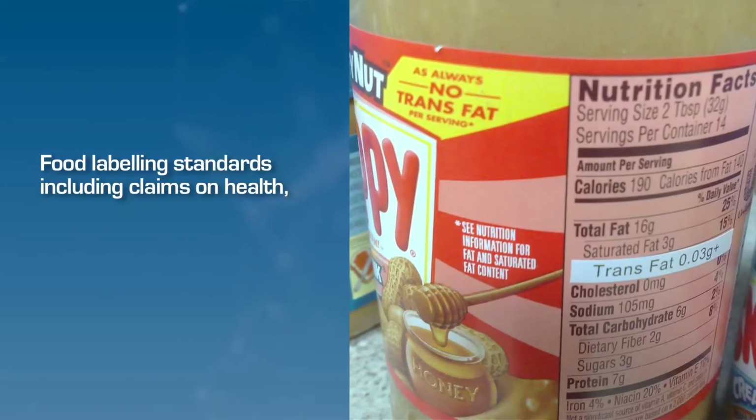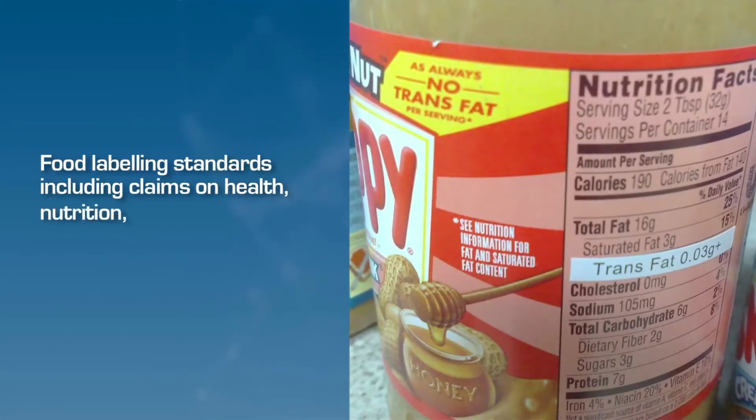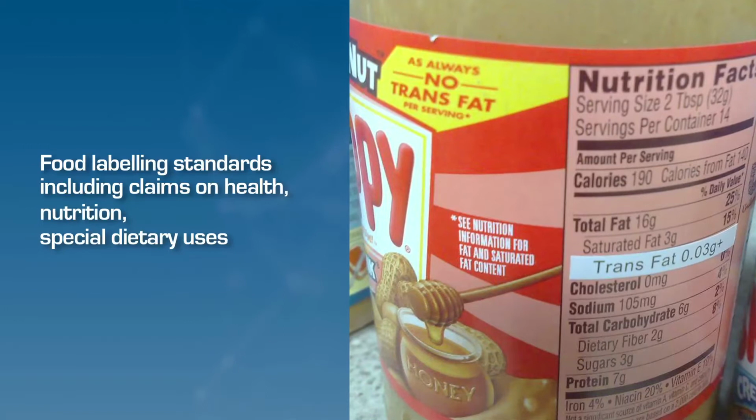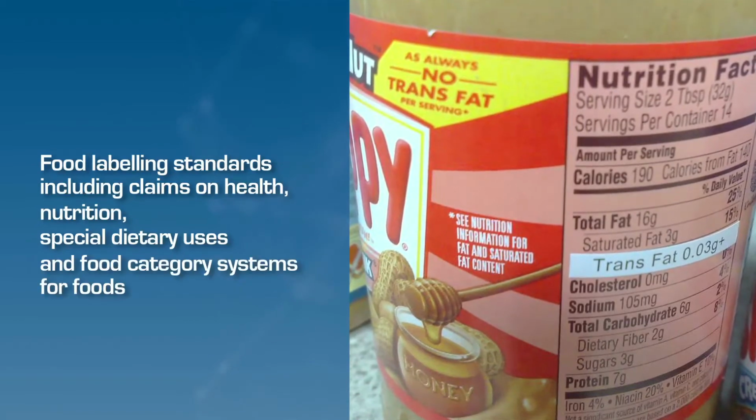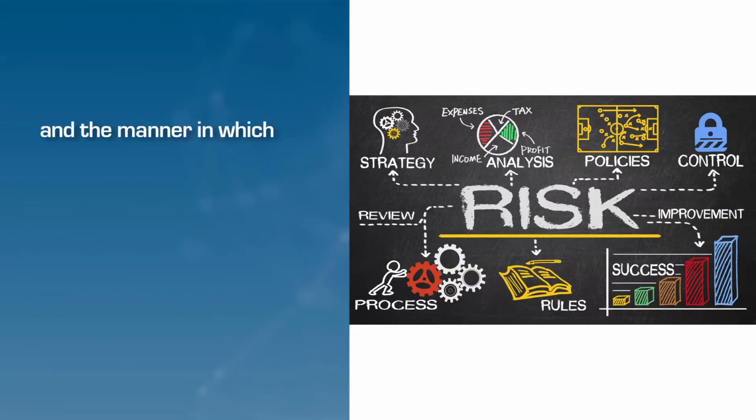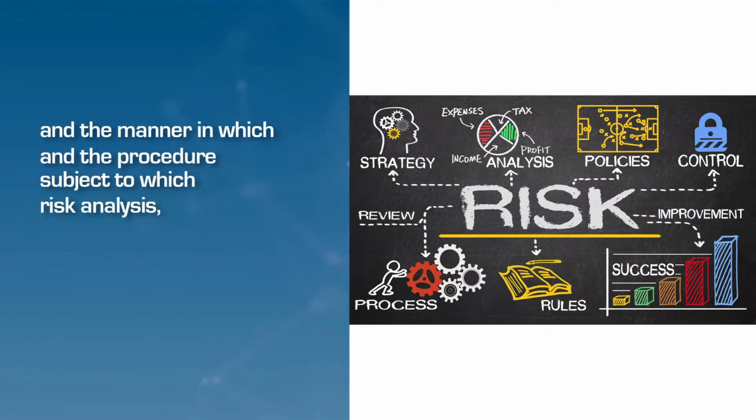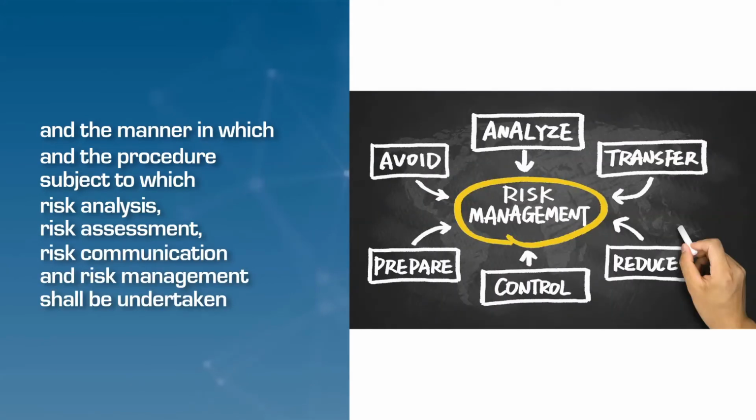Food labeling standards including claims on health, nutrition, special dietary uses, and food category systems for foods, and the manner in which and the procedures subject to which risk analysis, risk assessment, risk communication, and risk management shall be undertaken.